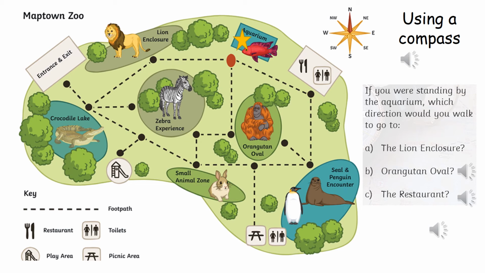So it says, if you are standing at the aquarium, I've put a little yellow star there, which direction would you walk to go in to get to the lion enclosure? So have a look where the aquarium is and where the lion enclosure is, and have a think, what direction do you think you would need to walk in to get to the lion enclosure?